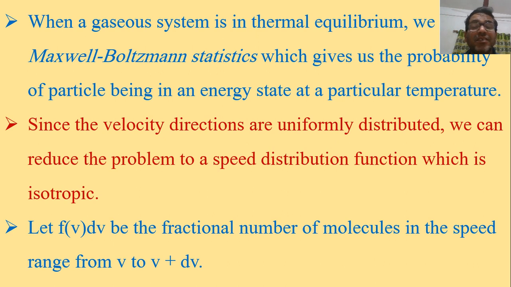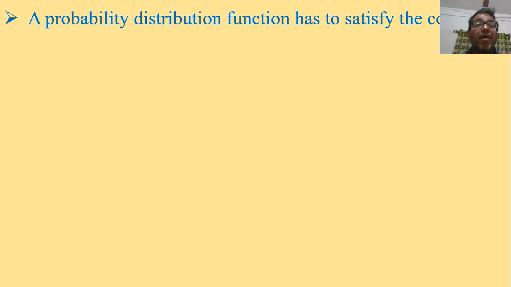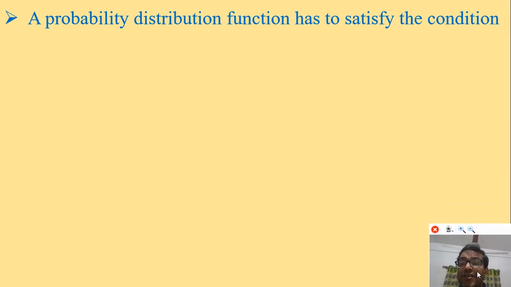Now let us consider f(v) dv to be the fractional number of molecules in the speed range. What is the speed range? v and v plus dv. So we are considering this for probability understanding, right? Now, a probability distribution function, what is the probability distribution function? It has to satisfy a condition.